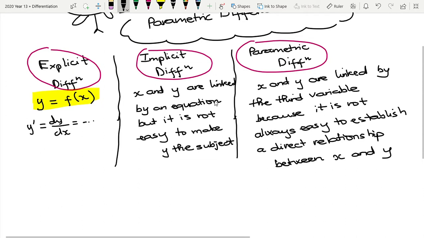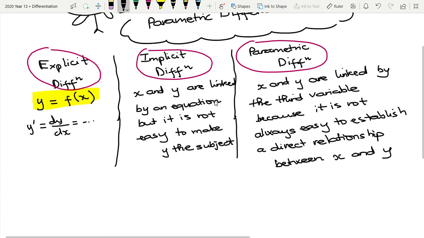So again, explicit differentiation: straight away, y is something in terms of x, very direct, very clear. Implicit differentiation: you can still have an equation to represent their relationship. Parametric equations mean x and y are linked by a third variable, and it's quite hard to find a direct relationship between them. And that's why we need to borrow the third one.